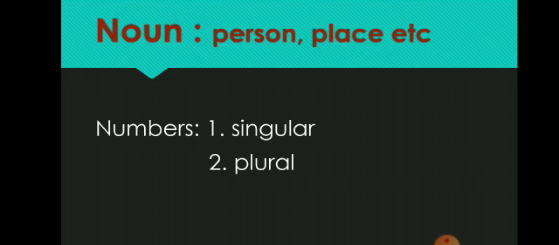Now let's see what a noun is. A noun is the name of a person, thing or place, and there are two forms of nouns. A noun can be used in numbers. There are two numbers: the first one is singular and the second one is plural. Means there are two numbers in English, the singular number and the plural number.